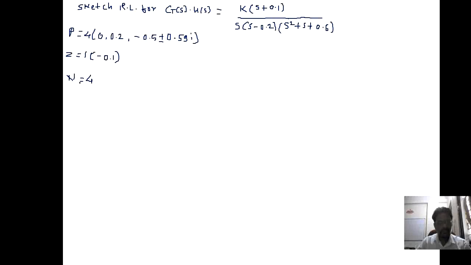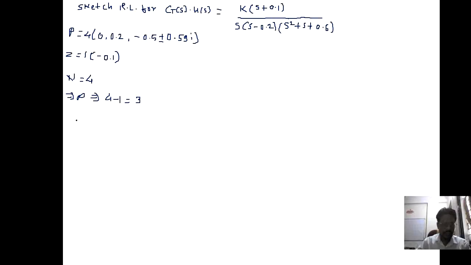Then out of these 4 branches of root locus, how many branches will approach infinity is given by p minus z. So the number of branches approaching infinity is p minus z, that is 4 minus 1 equal to 3. So out of 4 branches of root locus, 3 branches will go to infinity and the remaining 1 branch will end on the given zero, that is minus 0.1.